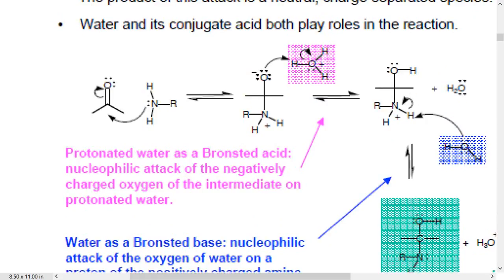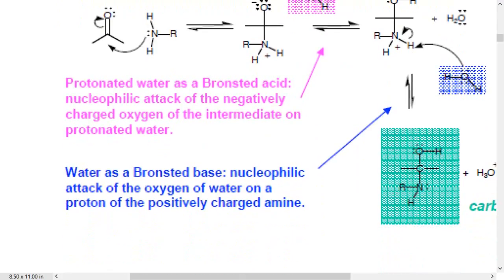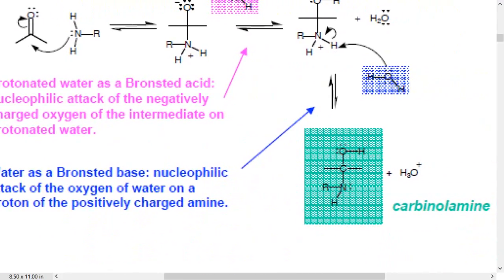Nucleophilic attack of the negatively charged oxygen of the intermediate. Now, this negatively charged oxygen, where does it attack? On the protonated water. The nucleophilic attack happened, attack of what? This oxygen. What is the charge on the oxygen? Negatively charged. Where did the attack happen? On the hydrogen, the hydrogen of protonated water. This is one step.